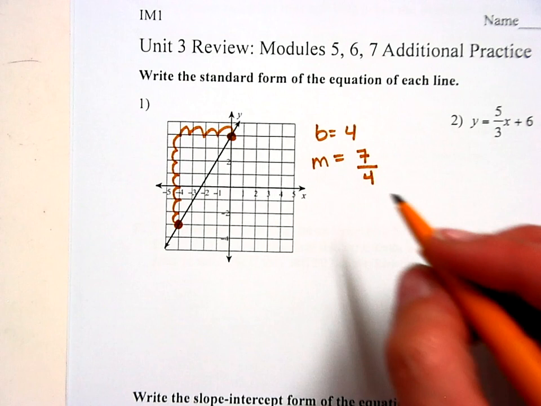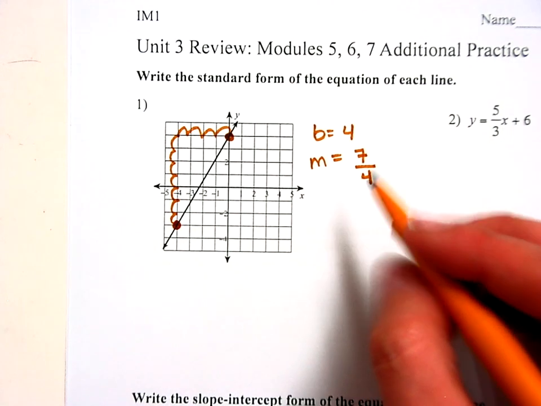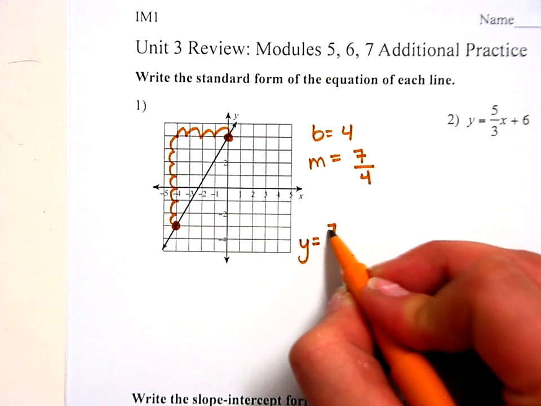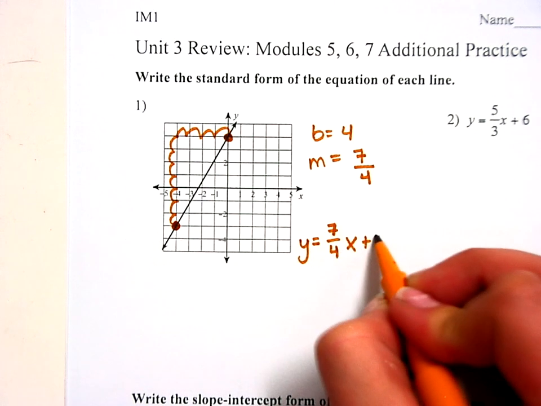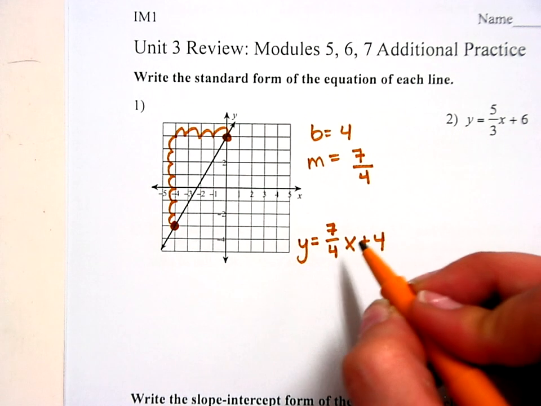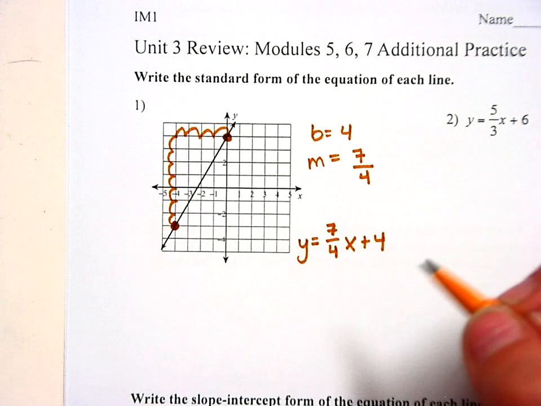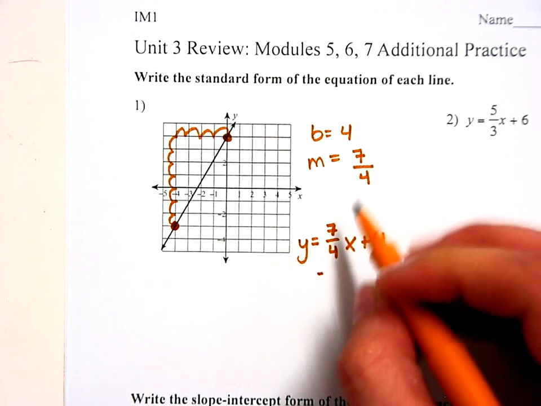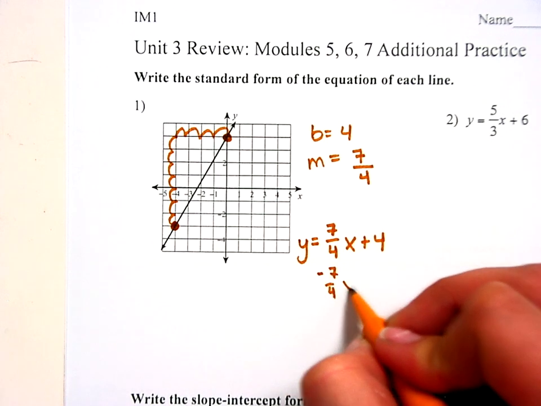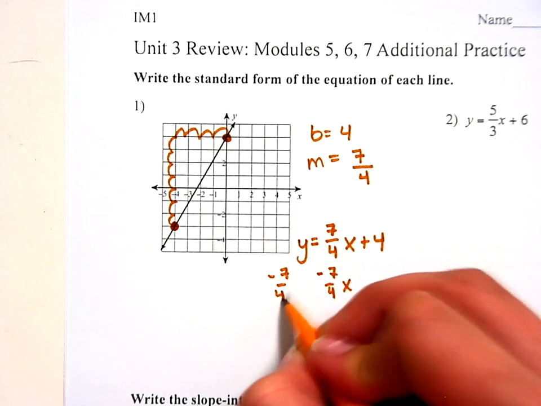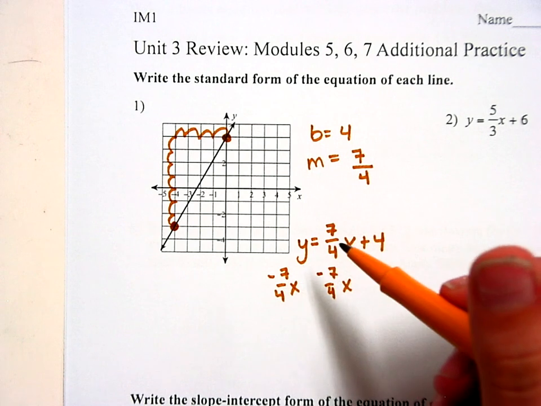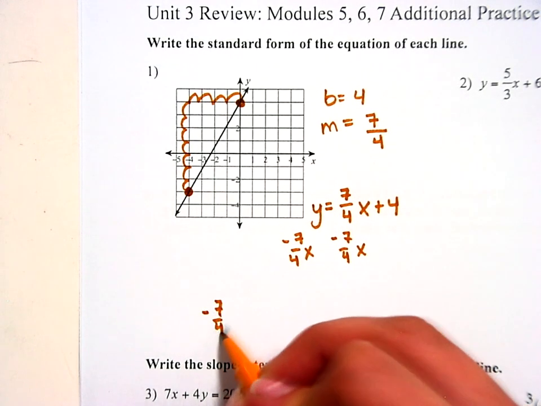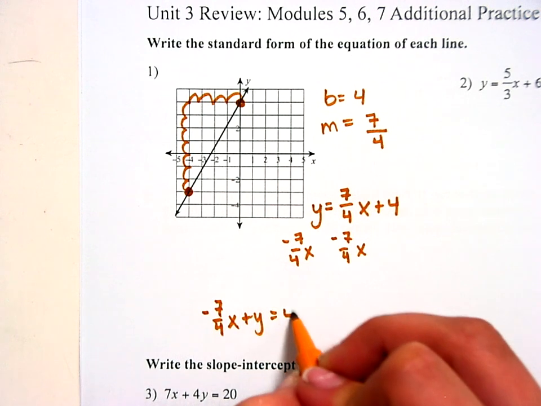So if I want to write this in my slope-intercept form, since those are the two things I have, I would write y equals 7 over 4 x plus 4. Now remember, I have to start with this to get it to standard form. So let's do some algebra now to get to standard form. The first thing I would do is subtract 7/4 x from both sides of the equation, because I know I want my x and y both on the left side. So now I'll have negative 7 over 4 x plus y equals 4.